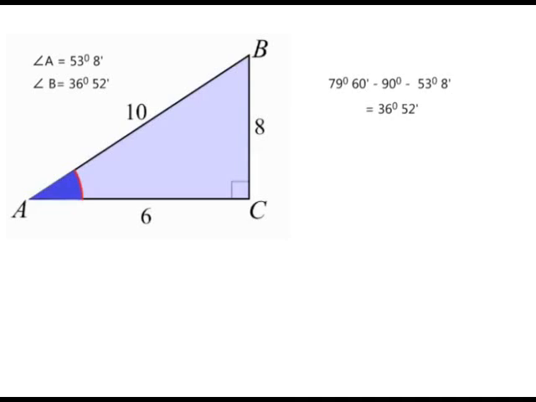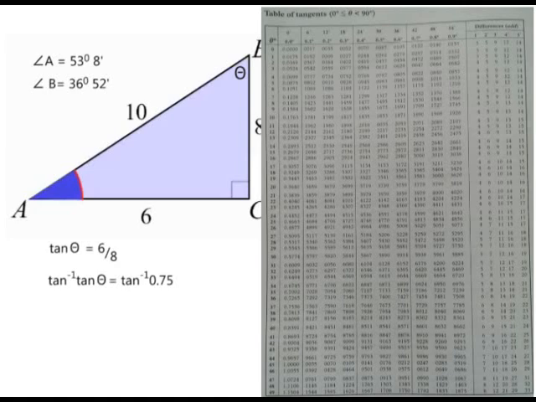Let's proceed. Tan B is equal to 6 over 8, that is opposite over adjacent. 6 over 8 is equal to 0.75, so tan B is equal to 0.75. Tan inverse of tan B is equal to tan inverse of 0.75. Tan inverse of tan B is B, so we find the tan inverse of 0.75. From the tables, the nearest number is 0.7481. This is the tangent of 36 degrees and 48 minutes.